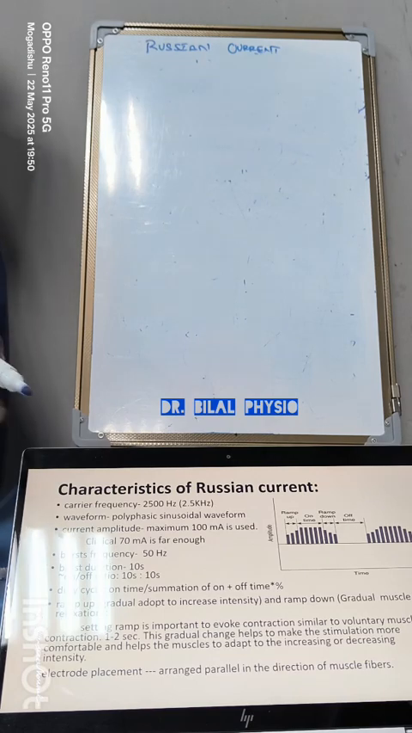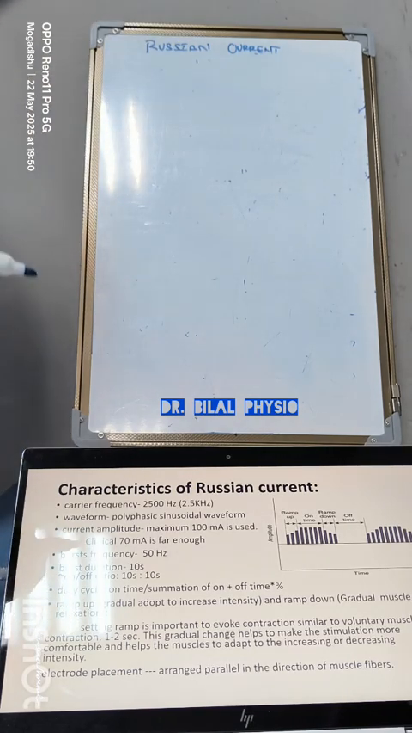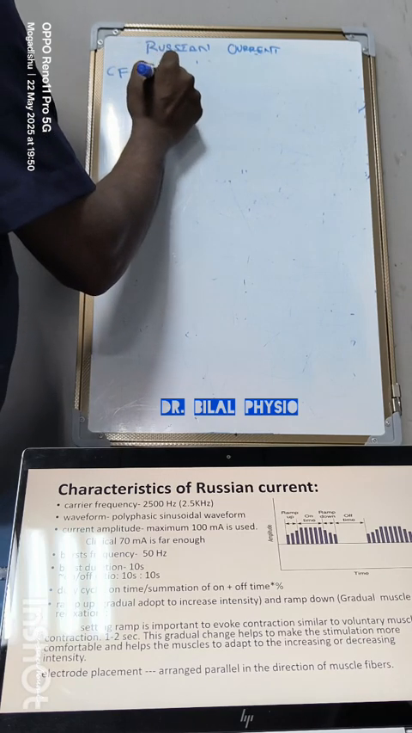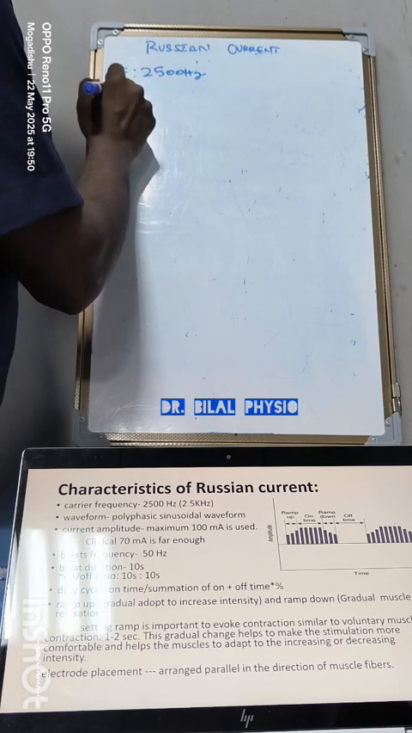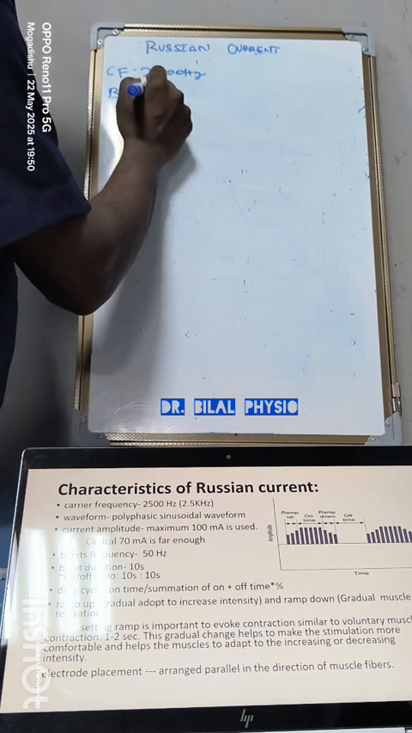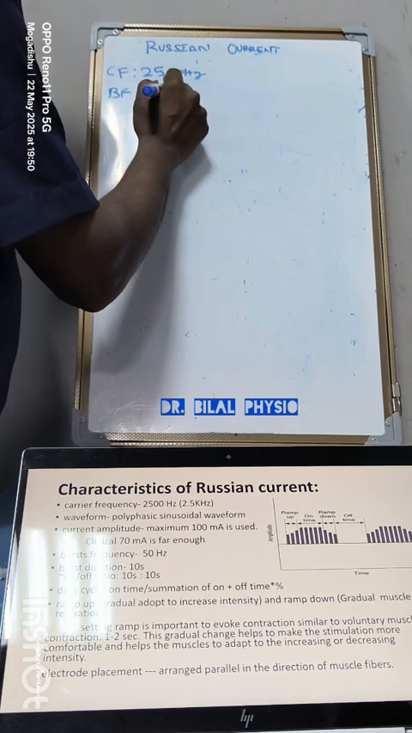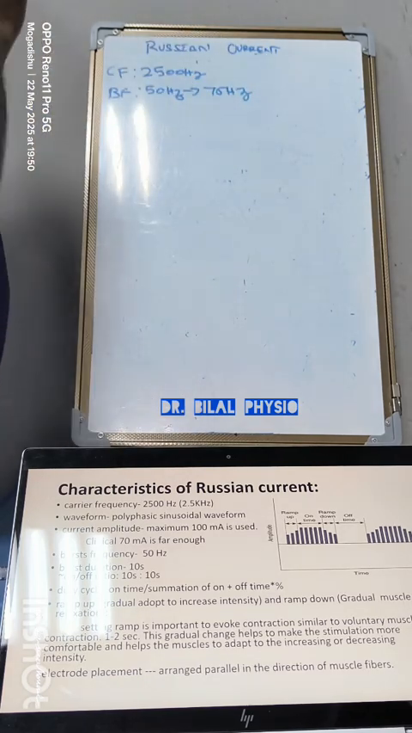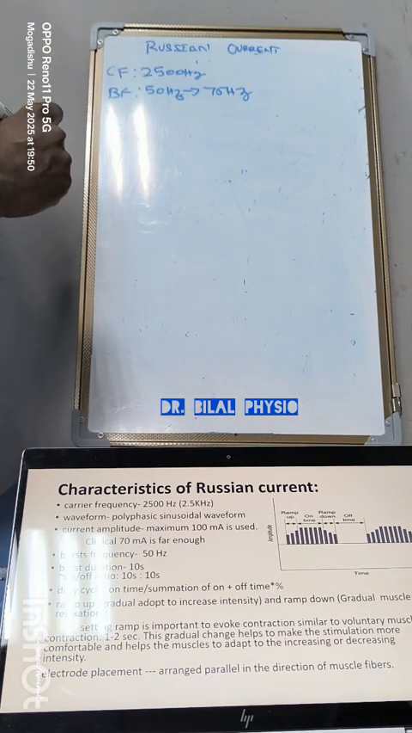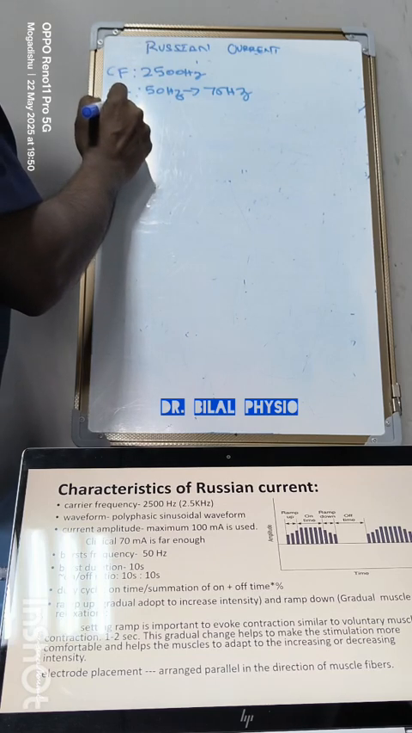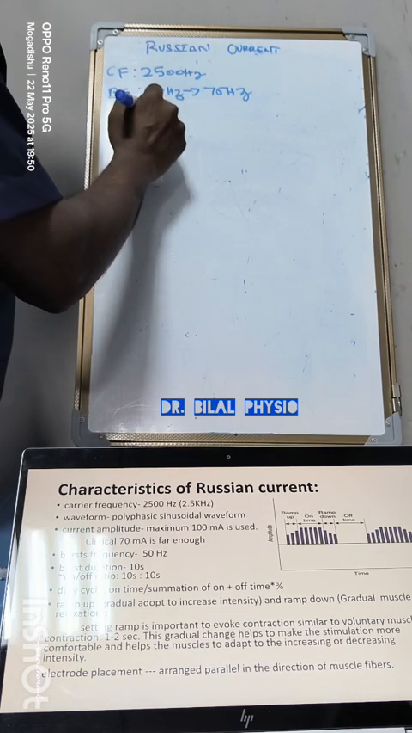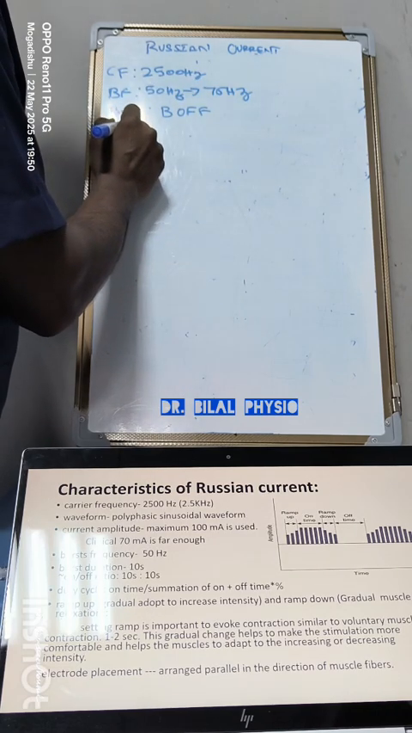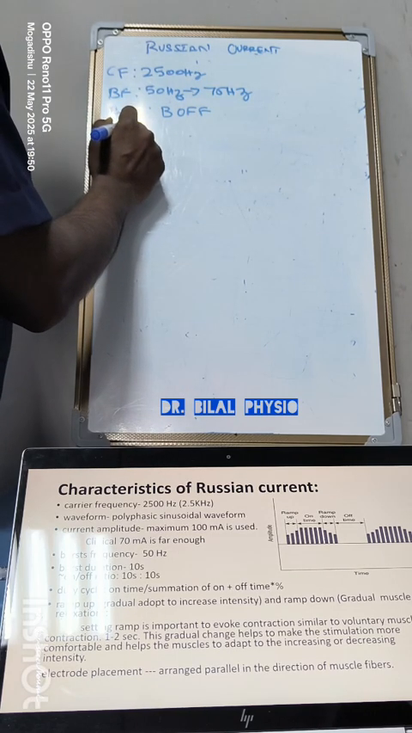So here comes the characteristic slide of the Russian current, with a carrier frequency of 2500 hertz and a burst frequency of basically 50 hertz, maximum up to 75 hertz. The burst on and burst off time may differ for various clinical conditions.